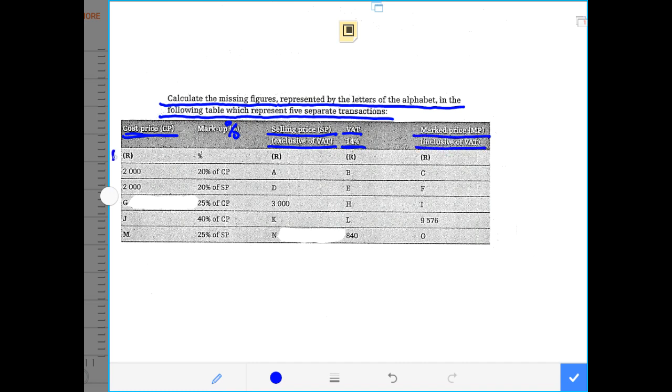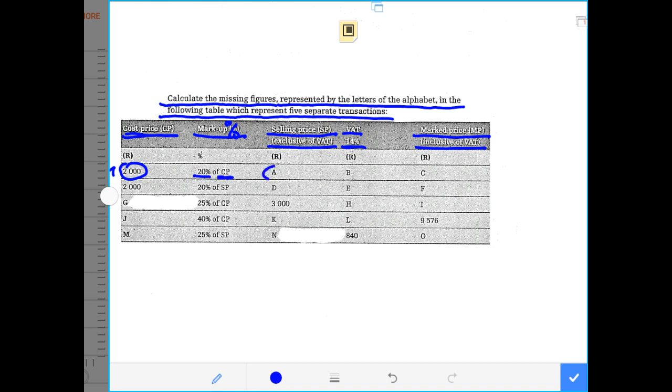Under number 1, we are given a cost price of 2,000. And we are given a markup percentage, which is 20% on cost price. Take note, it is on cost price.